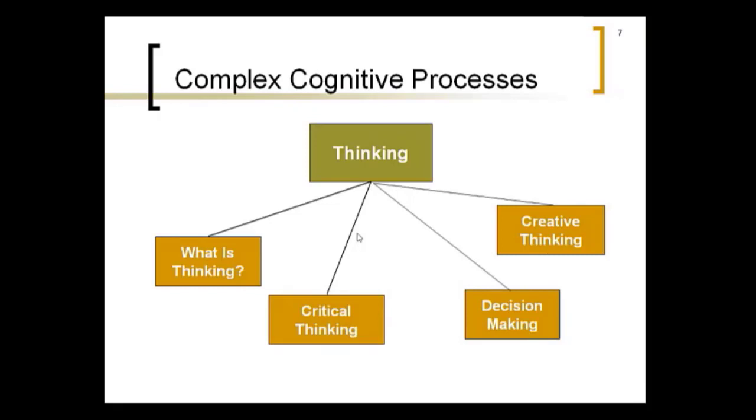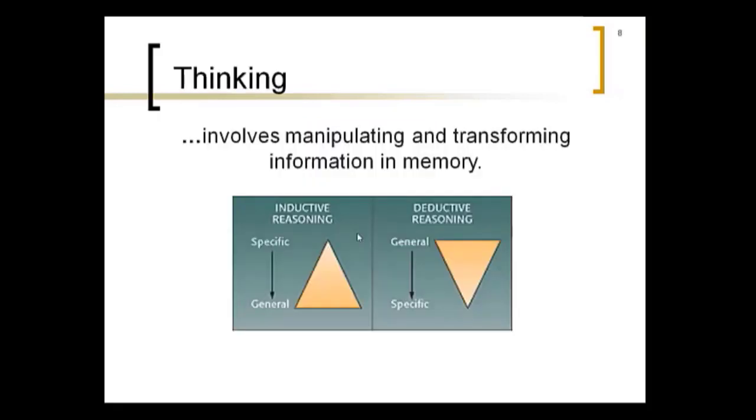All right, so when we're talking about thinking, there are going to be different types of thinking we'll talk about. We'll talk about creativity, critical thinking, decision making. Decision making is going to be very similar to problem solving, which we will also touch on as well. But starting off with some general information here, thinking involves manipulating and transforming information in memory. So this is something where we know what it means to think, but we have to have a definition here.